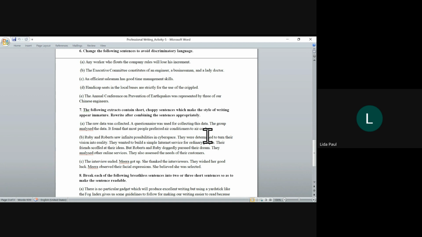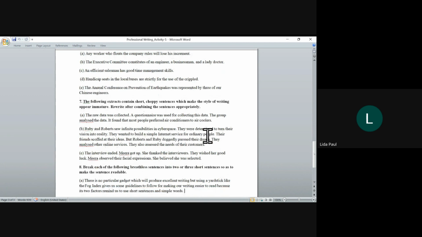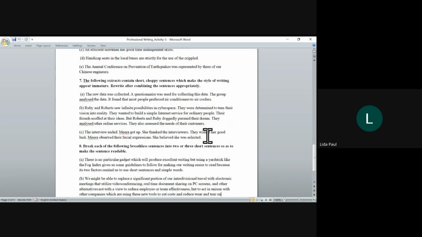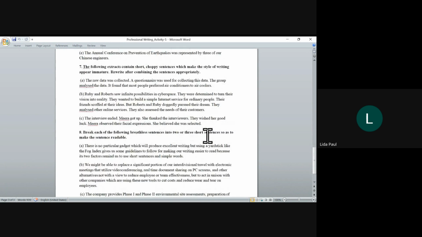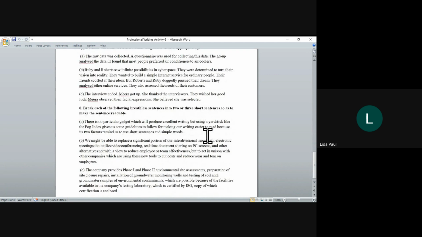Okay, now we don't have much time. I want to discuss this eighth one also with you. So see, you can work on your own. Let's look at this one. Break each of the following breathless sentences into two or three short sentences so as to make the sentence readable. Now, the reverse of what we did in seventh, right?